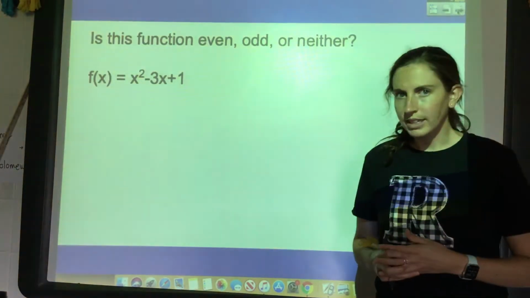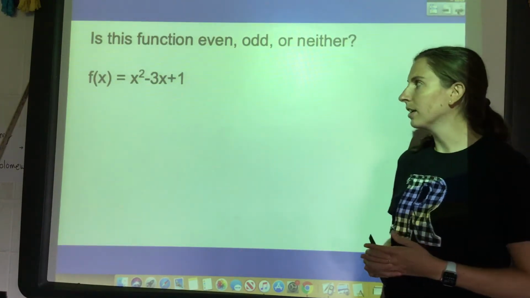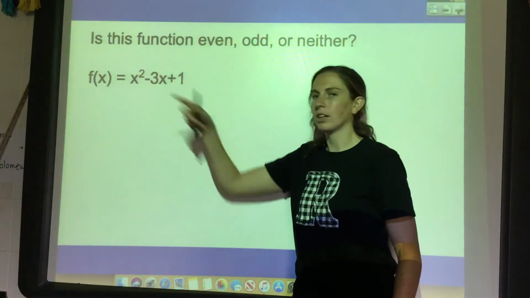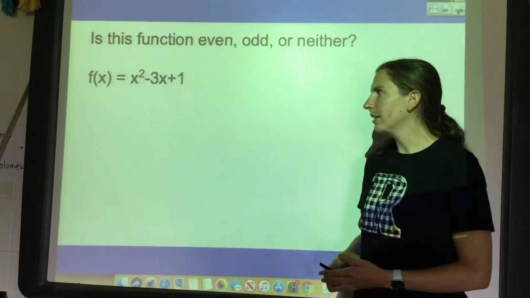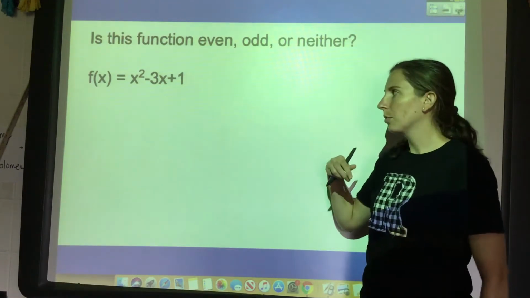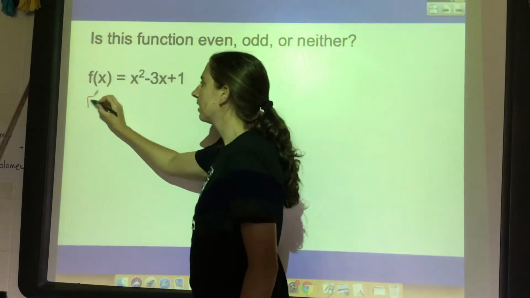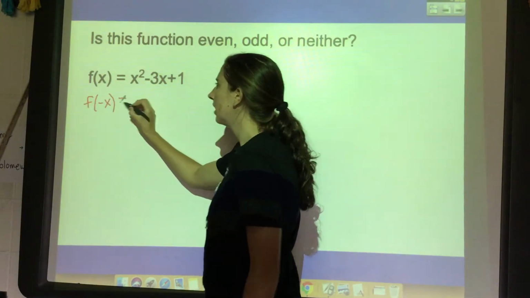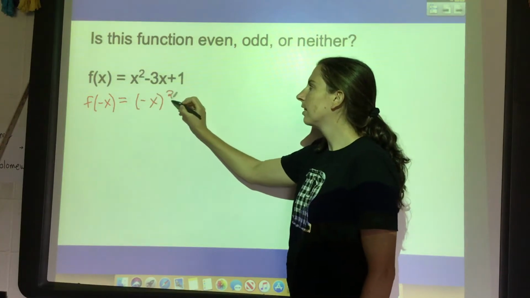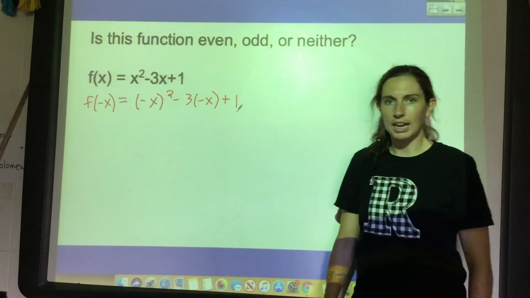So we're going to do 3 examples of testing whether a function is even, odd, or neither. I notice on this one, it's got an x squared, so it might be even, probably not odd, but it also might be neither. So remember, one test that we could do is plug in a negative x. So I'm going to replace these x's with negative x and see what I get out.